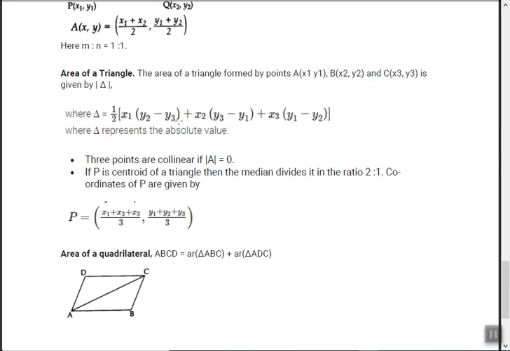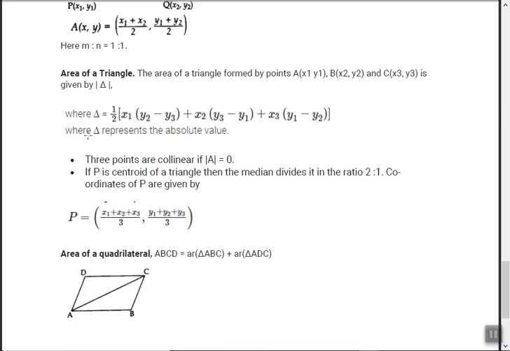Or you can go the reverse way also: y3 minus y2, y1 minus y3, y2 minus y1, anything you can do. But once you start a cycle from one side, keep the same cycle going, clockwise or anti-clockwise, anything is allowed. So what is the formula? 1 upon 2 into x1 into (y2 minus y3) plus x2 into (y3 minus y1) plus x3 into (y1 minus y2).